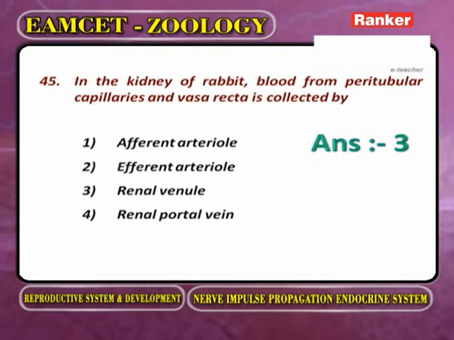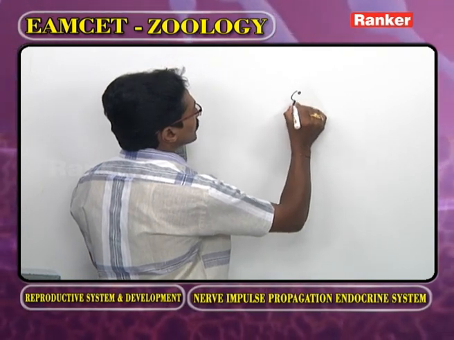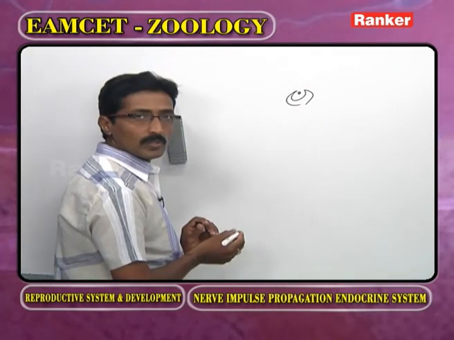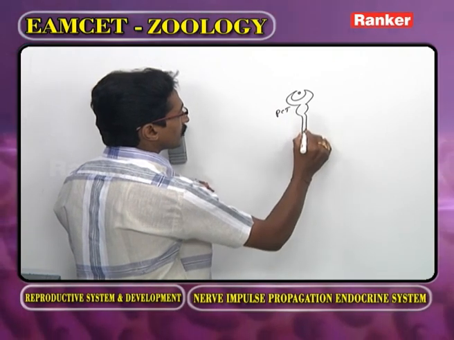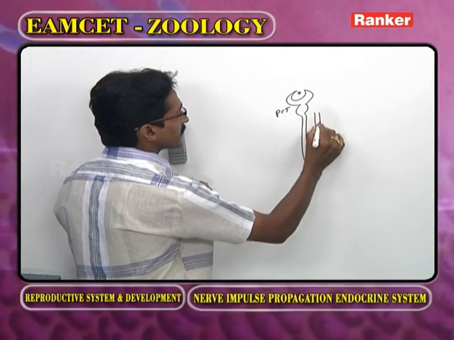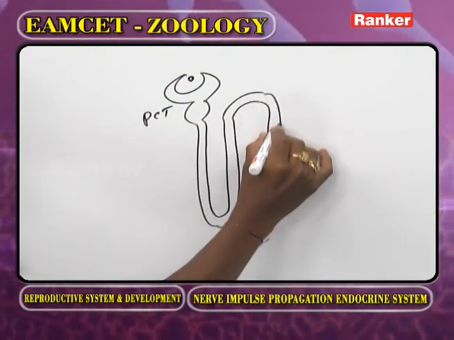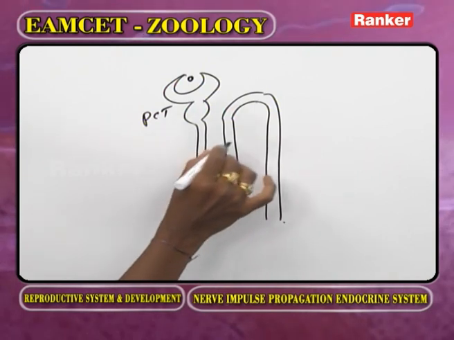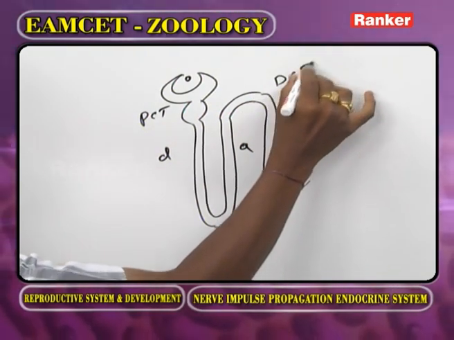In the kidney of a rabbit, blood from the peritubular capillaries and vasa recta is collected by which vessel? Now, observing the physiology of excretion: this is the glomerulus, this is the Bowman's capsule, this is the proximal convoluted tubule, this is the descending limb, this is the ascending limb, this is the distal convoluted tubule, and this is the collecting duct. Now we give the labeling.